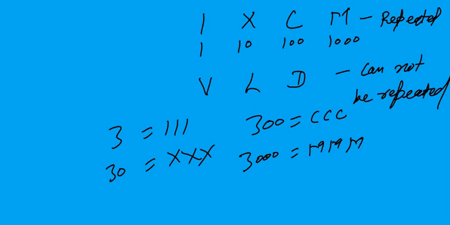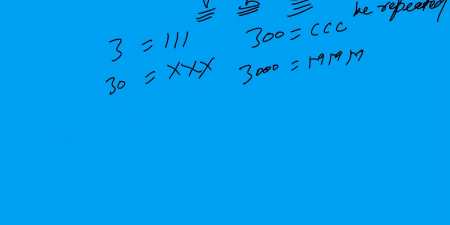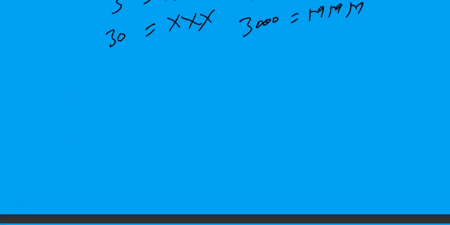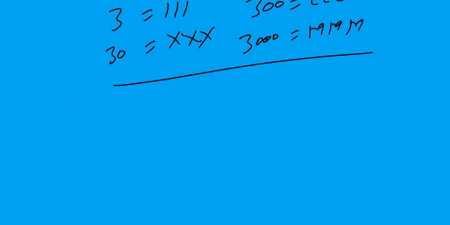But if you want to write 150, we cannot repeat L. You cannot repeat V or you cannot repeat D. This is our first rule. I hope this is very useful. Next is the next rule. Our next rule explains the repetition portion.